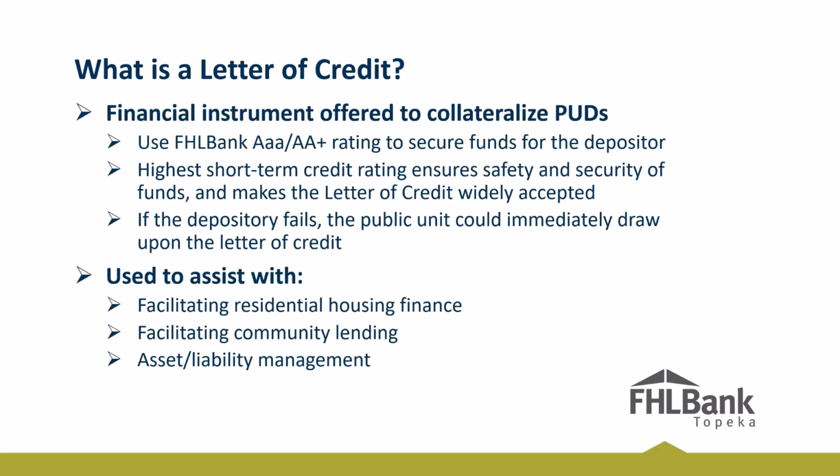If the depository were to fail, the public unit could draw on the letter of credit, and FHLB would cover their deposit amount, allowing the beneficiary to receive their full funds. And we've never run across an eligible beneficiary that doesn't accept a letter of credit. To my knowledge, every beneficiary we've been in contact with, I'm sure you guys do too, they don't mind the letters of credit at all. They might prefer them, actually.